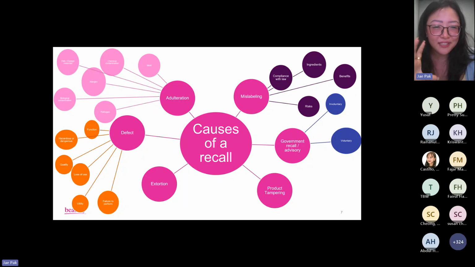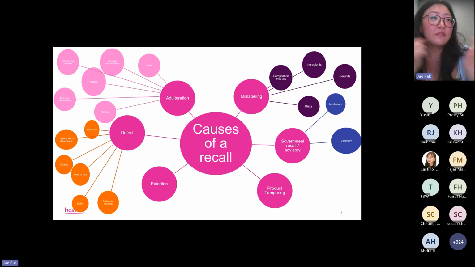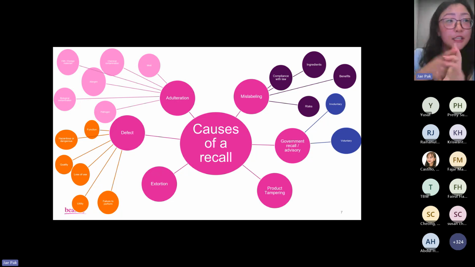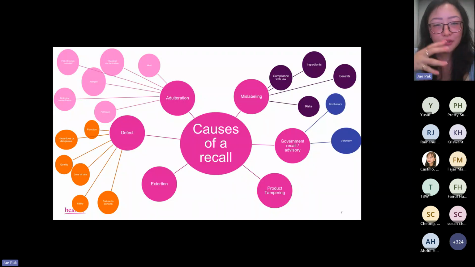And the last bubble I'm going to go over is defect. So if there's a defect with the product, such as with the function, if it's hazardous, dangerous, if there's an issue with the quality, if there's an issue with the utility, failure to perform, or loss of use, usually if it's within that realm, it can cause a recall to happen.